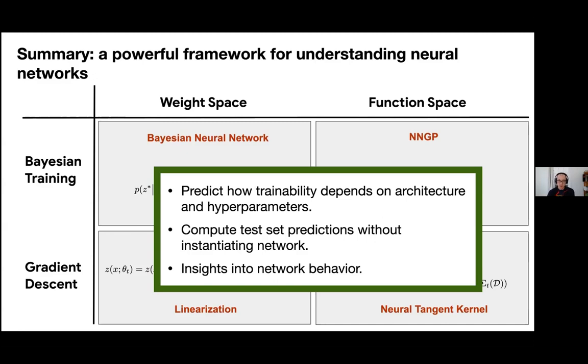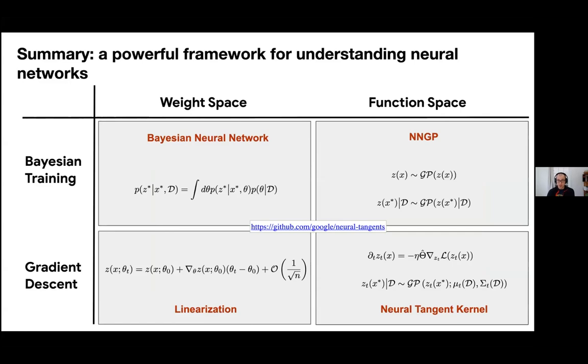It's also provided several insights into network behavior, which I mostly haven't had a chance to discuss here, things like showing that noise regularization limits trainable depth, or that batch norm induces chaos, or has taught us a little bit more about the role of equivariance and weight sharing in convolutional neural networks. Cool. So that's the structure.